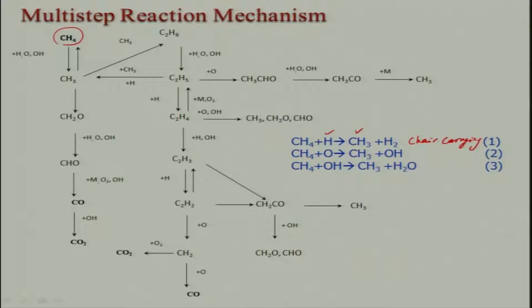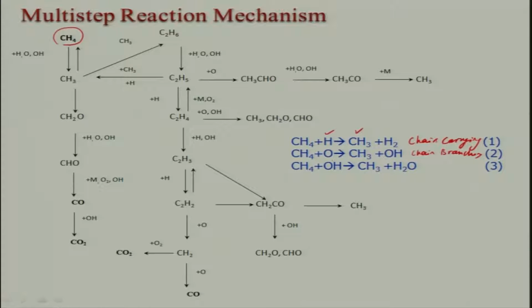And similarly, CH4 is reacting with O going to CH3 and OH. In this case what will it be? Chain branching, right. And CH4 plus OH getting into CH3 and water. What is this? This is basically chain carrying, isn't it? Only one radical in the product and one in the reactant.